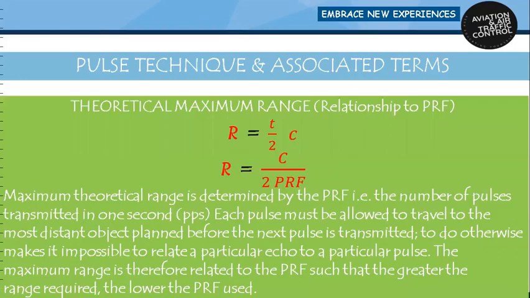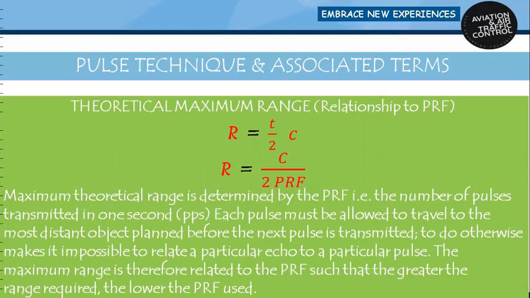Now we will calculate the theoretical maximum range. Once we have found the minimum range, now we will see the maximum range and its relationship with the pulse repetition frequency. We know that R, which is range, equals C times T divided by 2. So in place of T, we can write 1 by PRF. So the maximum theoretical range is determined by the pulse repetition frequency, which is the number of pulses transmitted in 1 second.